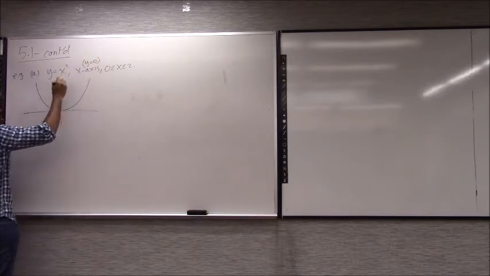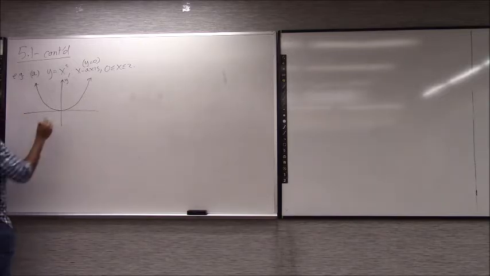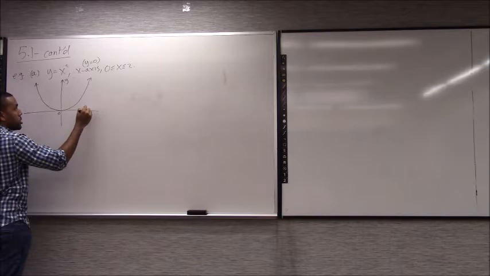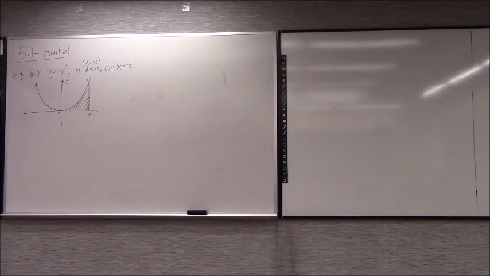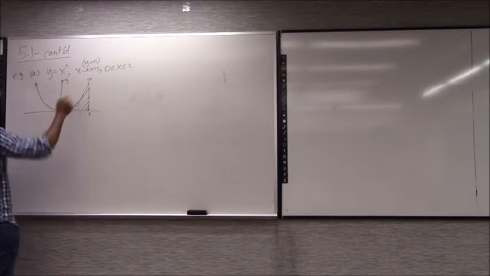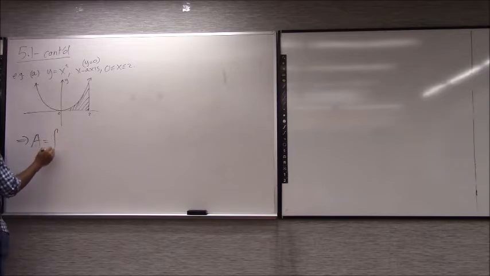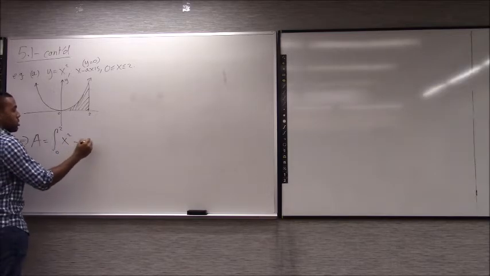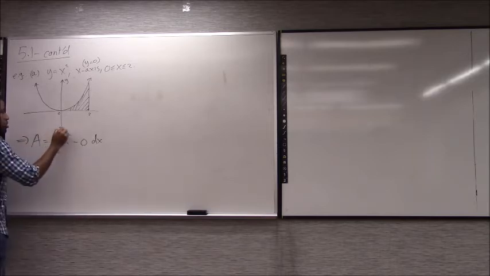Okay, so you have y equals x squared and y equals 0, and we only care about between 0 and 2, which means you can kind of do this. So that's the area we care about. I want you to find the area between these two curves, and so what would that be? Integral 0 to 2, x squared dx. It's x squared minus 0 dx, and remember, the idea comes from top minus bottom. This is the top and the bottom.